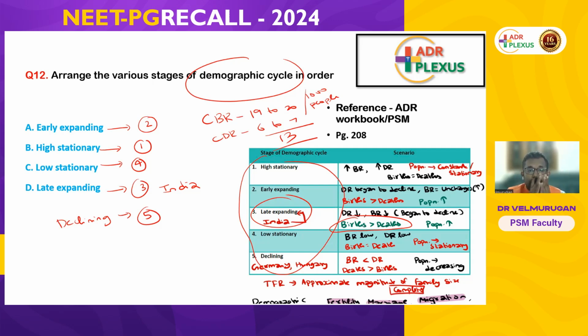So India is in late expanding stage, followed by low stationary stage. Countries like Australia and all have very low birth rate, very low death rate, so stationary. In some countries, like Switzerland and all, you see declining. They are married, but they don't have any children. They die. So the population is decreasing, declining stage.